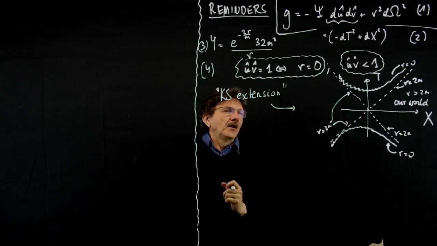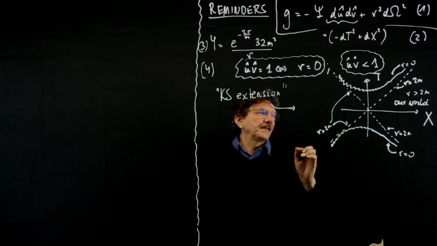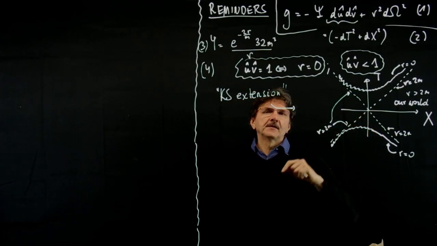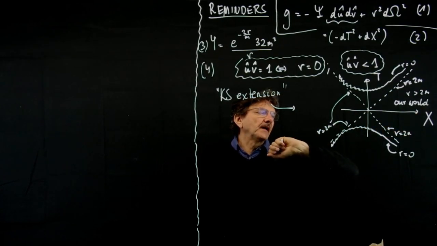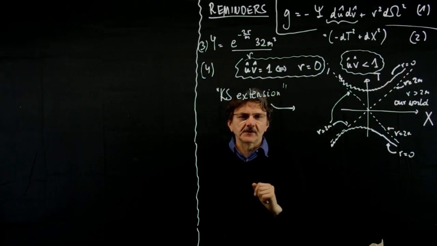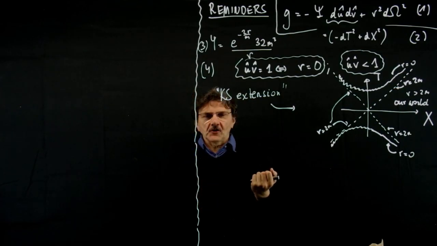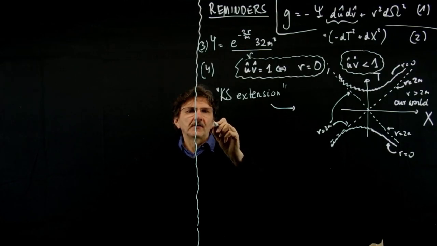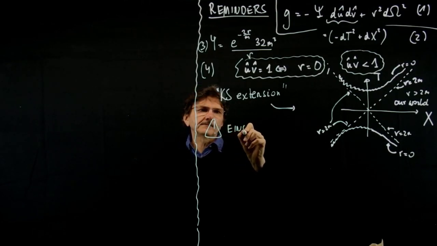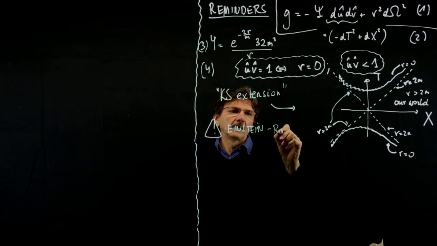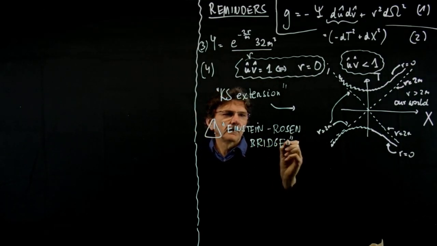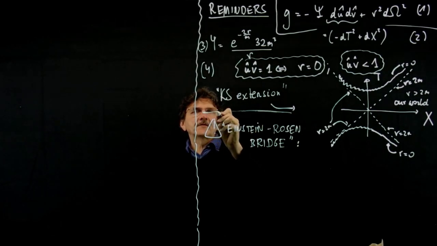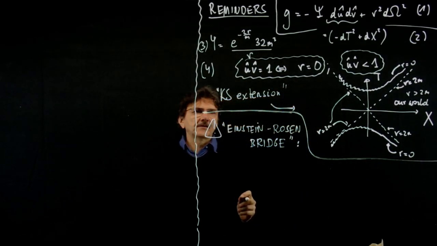Good. We've seen last time that we have two copies of our world. In fact, for each constant time slice in our world, we have two copies of it. And this is a geometry which is called the Einstein-Rosen bridge. Right, so I'm done with the reminders and we start today's lecture.